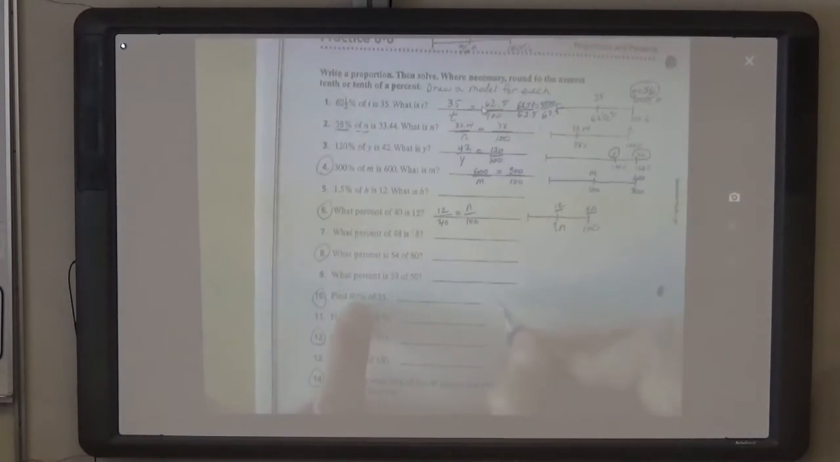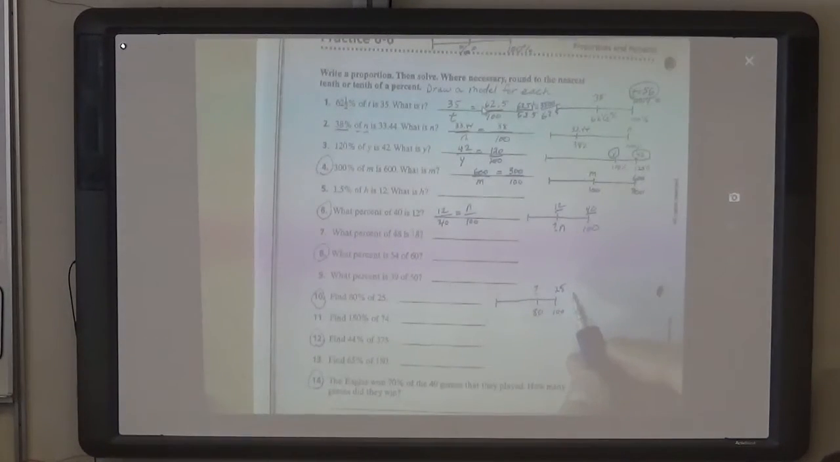How would you find number 10? 80% out of 25, what are we looking for? We're looking for the part or the whole in number 10? The part. Good. We're looking for the amount out of 25. Would it just be like the first one? No, because in the first one, we were given the part, and we were looking for the whole.